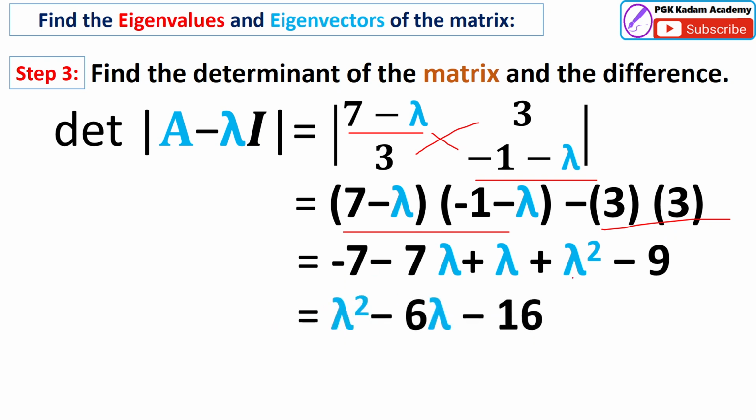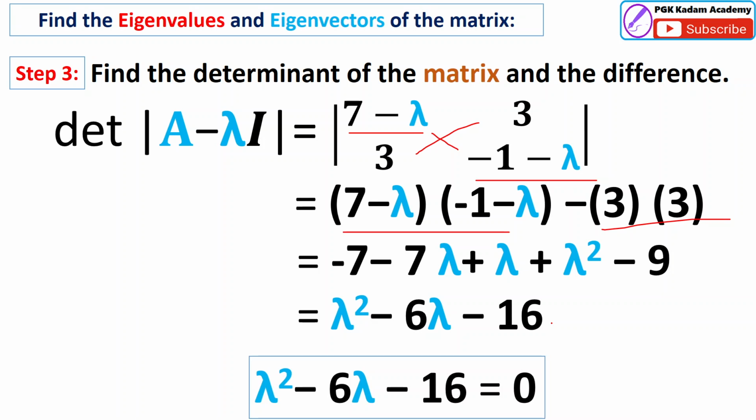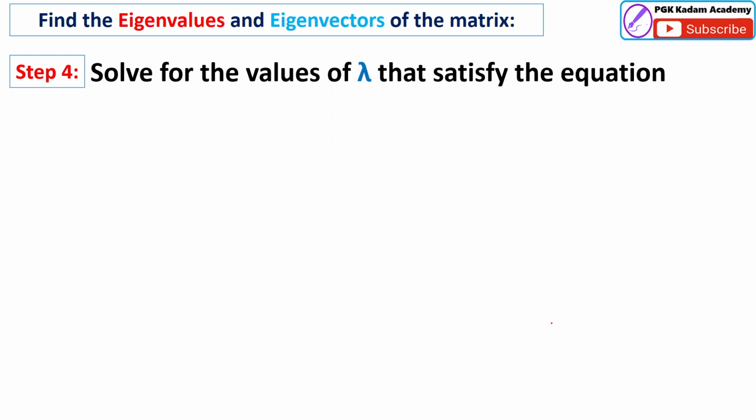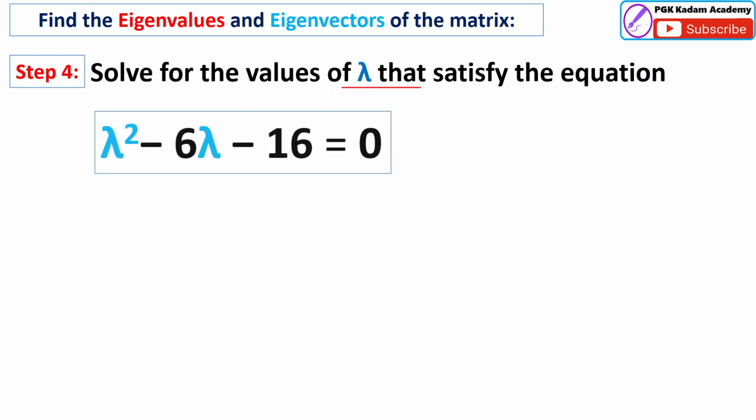Next step is what? Simplifying this equation, we are rewriting this as lambda square minus 6 lambda minus 16. So the equation we obtained is lambda square minus 6 lambda minus 16 is equal to 0. We have to go to step number 4 to find the solution of this equation, to solve for the values of lambda that satisfy it.